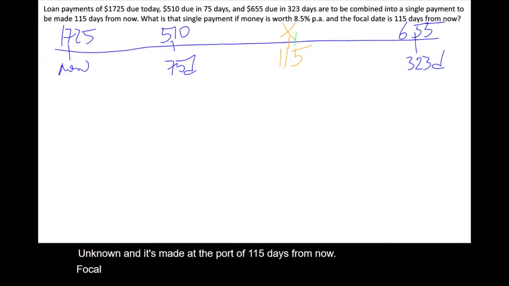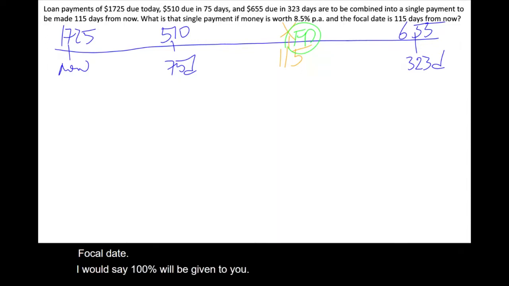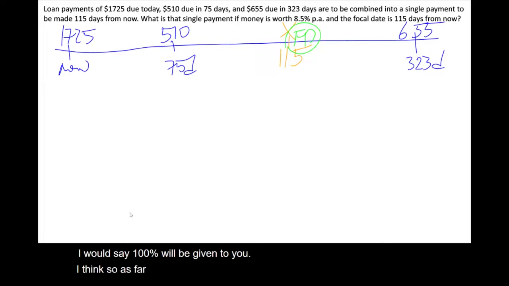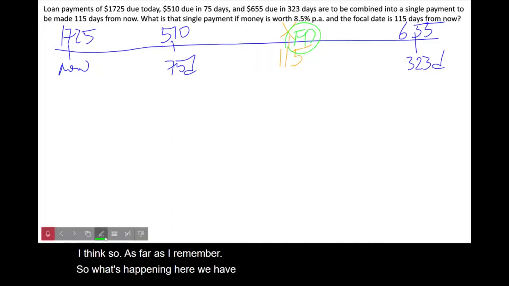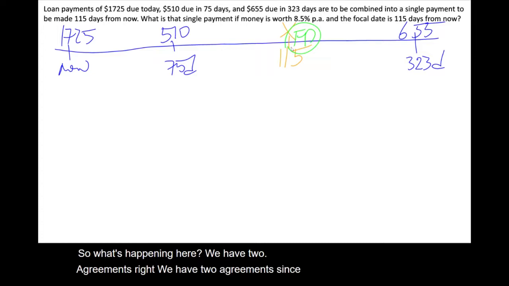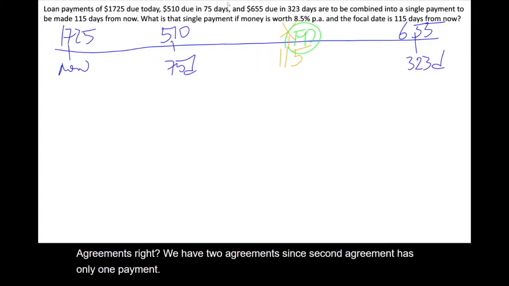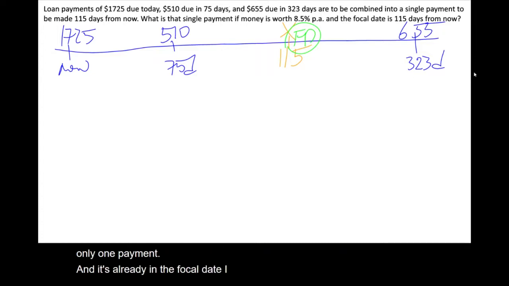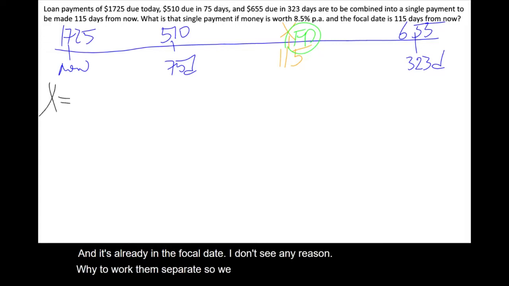Focal date, I would say 100% will be given to you. I think so, as far as I remember. So what's happening here? We have two agreements, right? Since the second agreement has only one payment and it's already in the focal date, I don't see any reason why to work them separately. So we can create the equation right away.